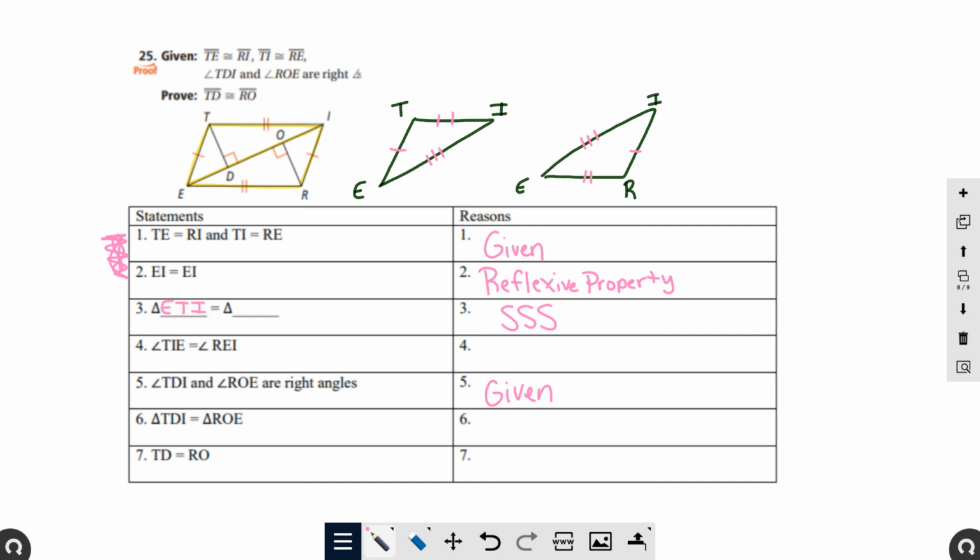So notice how I named the first one. I went down the side with 1 mark, 2 marks, and then 3 marks. So go 1 mark, 2 marks, 3 marks to name the next one. So how would we name this one? IRE. Yes, very good.